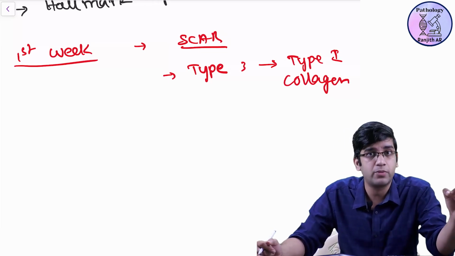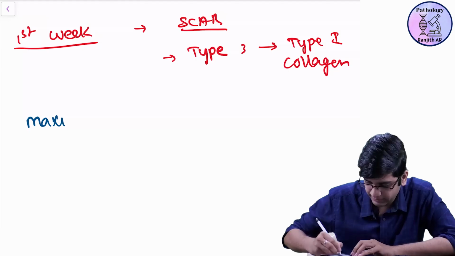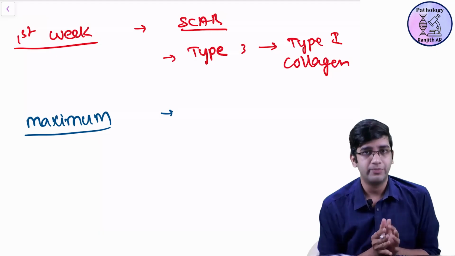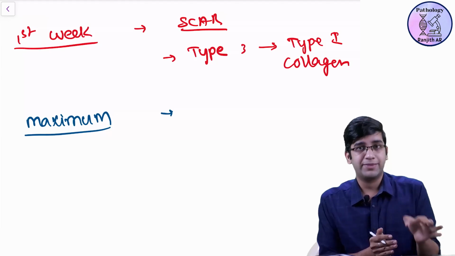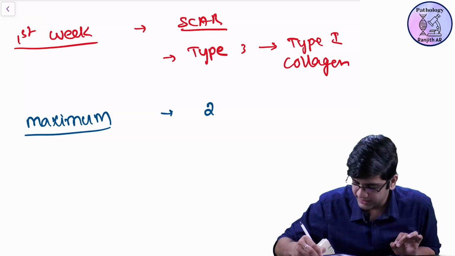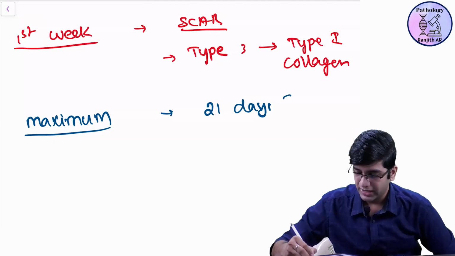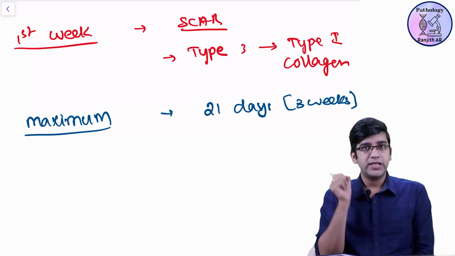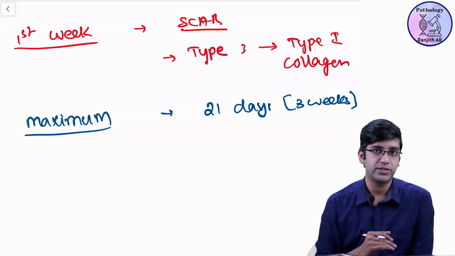Scar will start forming around the first week. See, I'm going with the maximum scar deposition. I may not be exactly syncing with different books which you have been reading, but as per good pathology textbooks, maximum scar formation will be around 21 days. Actually, it's around 14 to 21 days. So I would say you remember it as 3 weeks. Around the first week, my scar forms and maximum collagen deposition will be seen around 3 weeks.